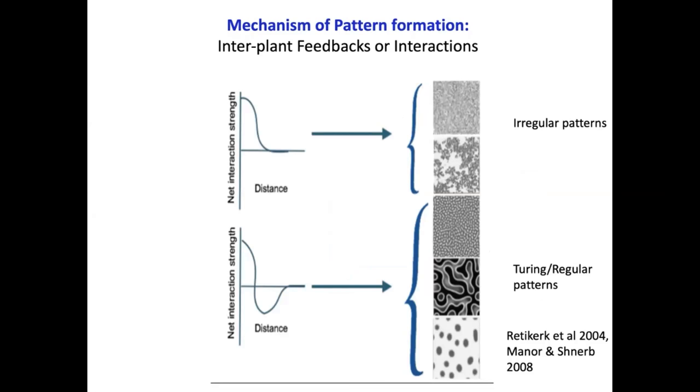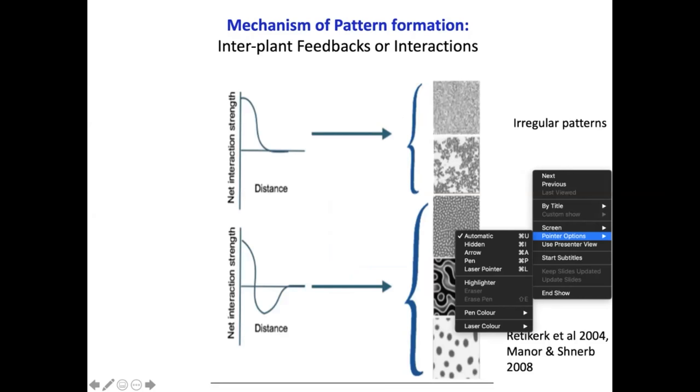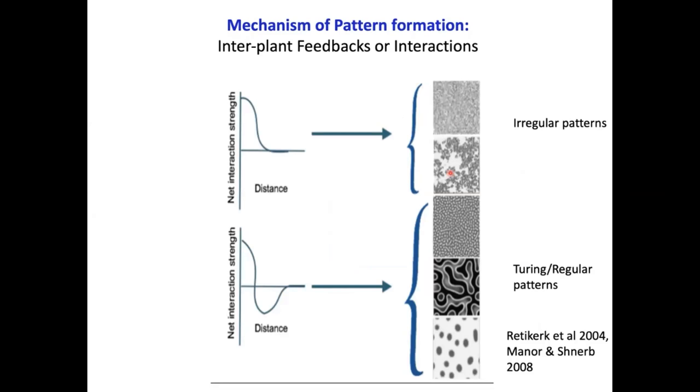So the question I was trying to address here was, how is it that ecosystems of similar type show rather different spatial patterns? One way to understand that is to look at the net interaction strength. Here a positive value means a positive feedback. Positive feedback means that the presence of a tree will facilitate the presence of another tree nearby. So there is a local positive feedback followed by no net feedback after a distance.